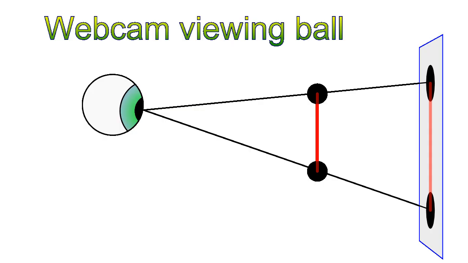Let's look at a possible source of systematic error. Here is a side view of the webcam viewing the ball. The first red line on the left is the actual distance moved. The red line on the right is the distance we record. What effect do you think this has on our result?